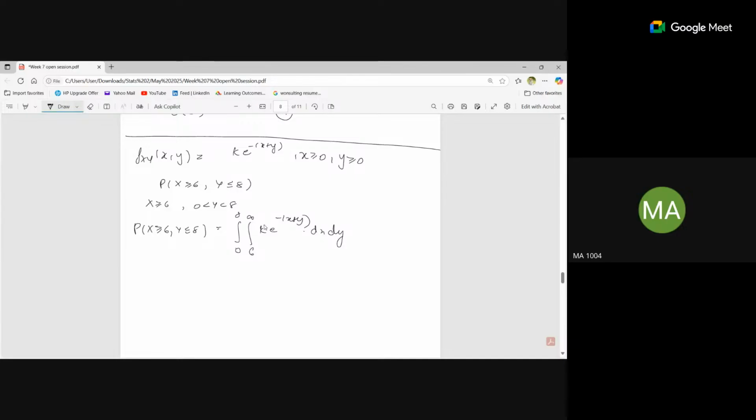So first of all, you need to find the value of k, and you know that if you integrate from 0 to infinity, 0 to infinity, k e raised to the power x plus y, it will be equal to 1. So if you solve this, you will get some value of k. After getting the value of k, put it here and solve the equation. Is it fine?